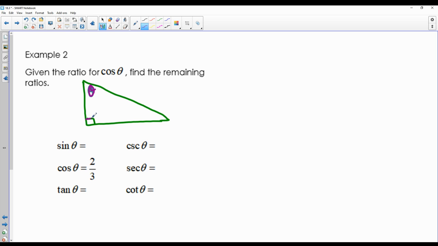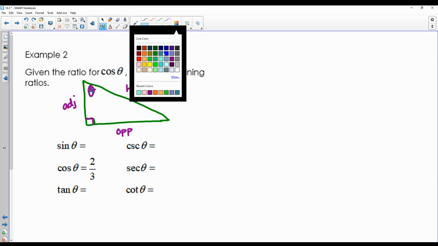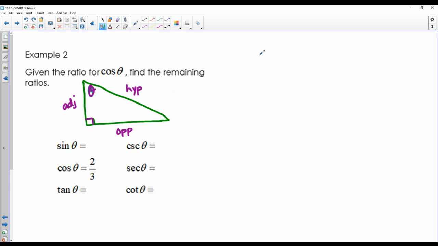triangle. So find that right angle, go across from it. That side is my hypotenuse. Okay, across from theta is going to be my opposite side, and that leaves this last side to be my adjacent side. All right, now we're going to remind ourselves of our acronym of our Sohcahtoa.